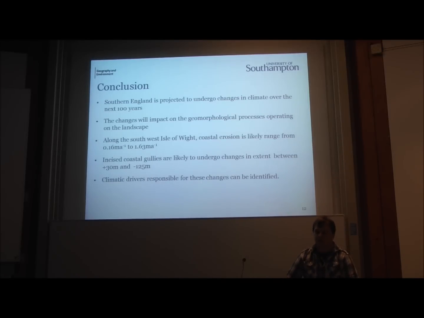So just to wrap this all up, Southern England, the Isle of Wight, as I'm sure you're all aware, is projected to undergo changes in climate. And this change is going to impact on the geomorphological processes operating on these landscapes. So understanding these relationships is going to be key in the future. Along the Isle of Wight, coastal erosion is likely to be anywhere in those ranges. It is a large range, I admit. It's going to be somewhere in there. And that will result in gully extent changes of between plus 30 and minus 125 metres. And finally, hopefully, we'll be able to pick out what is actually driving these changes, and pin down specific responses of these features to climate.